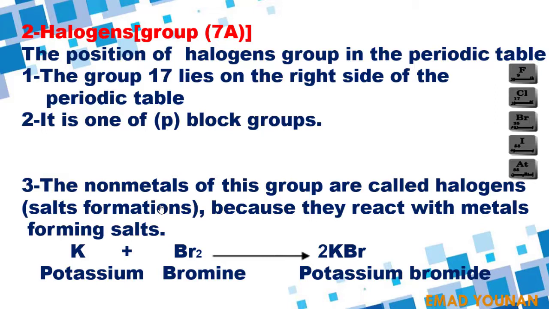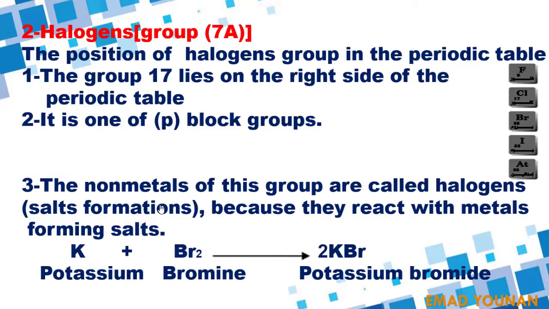So if I ask you to give a reason why halogens are called by this name: because they form salts. If they react with a metal, they form salts, or if potassium reacts with bromine, it forms potassium bromide.